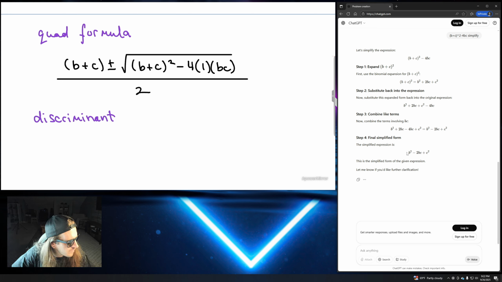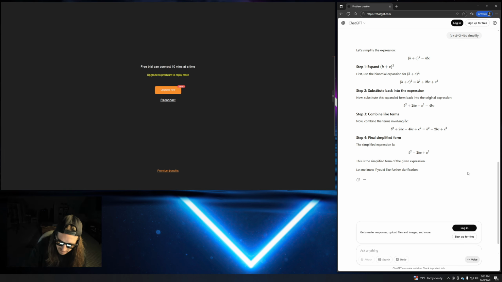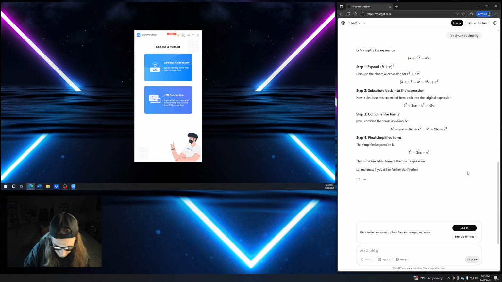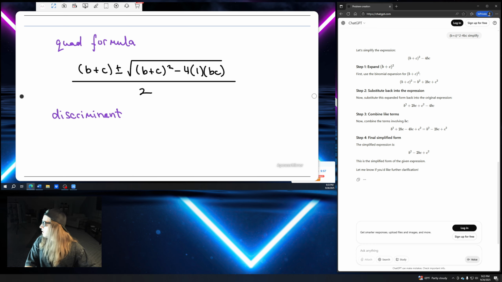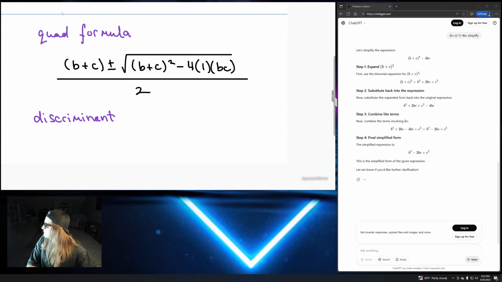Okay, the discriminant here simplifies to B squared minus 2BC plus C squared, right? And you may or may not recognize that. That is a perfect square trinomial, meaning that, come on, these free trials. All right, hold up. It's only giving me 10 minutes at a time. Let's bring it back. Full screen. There we go.